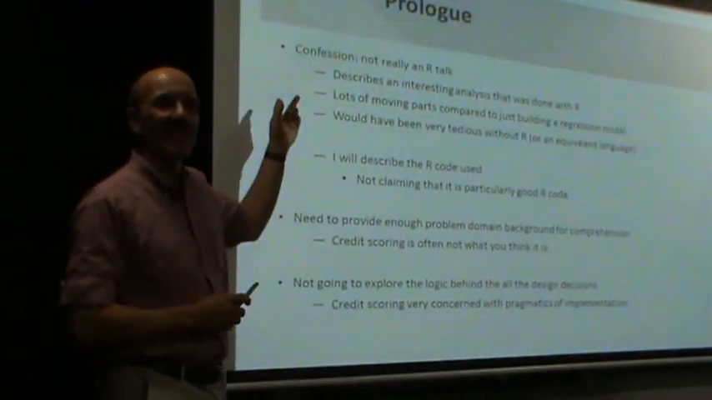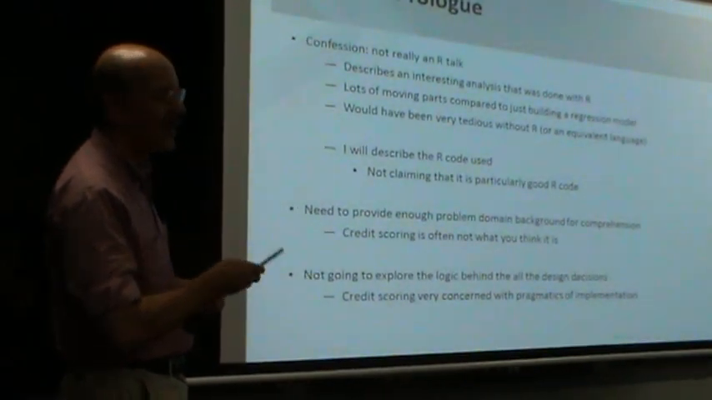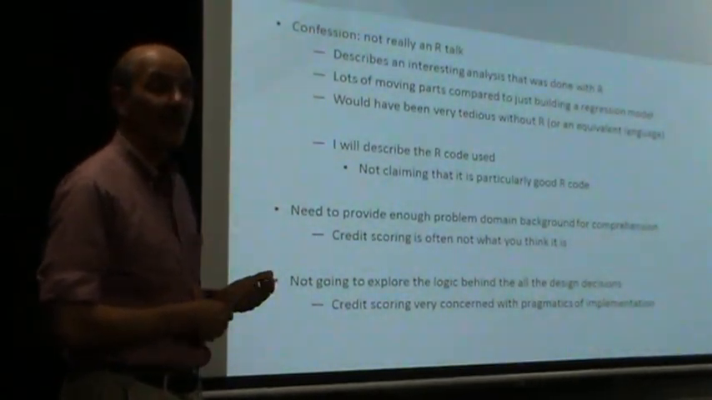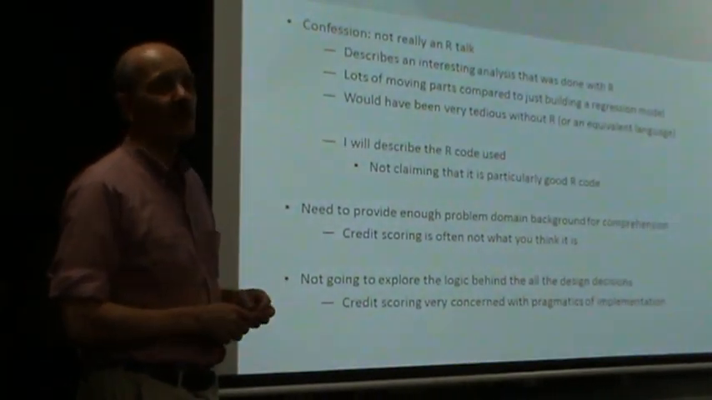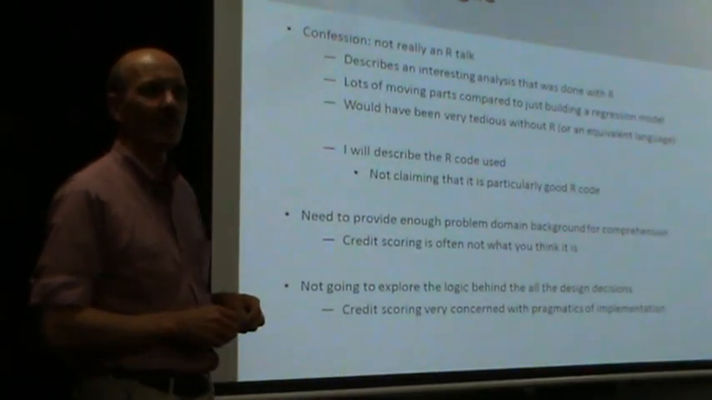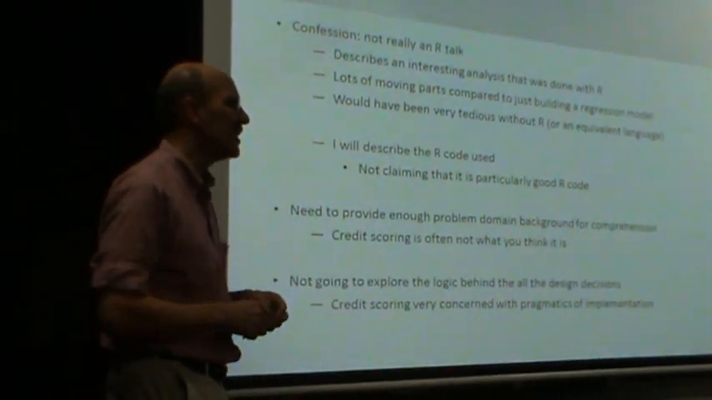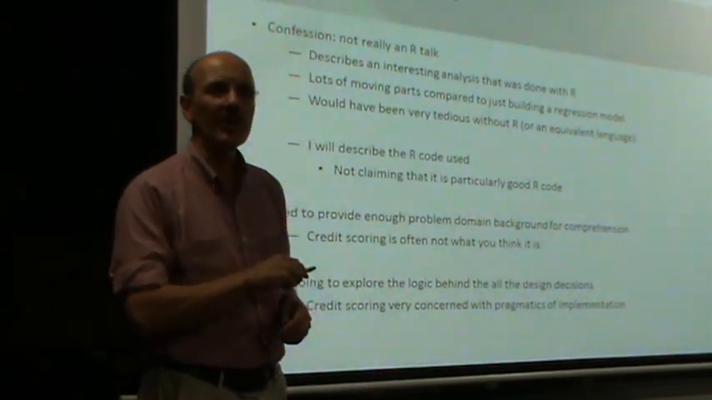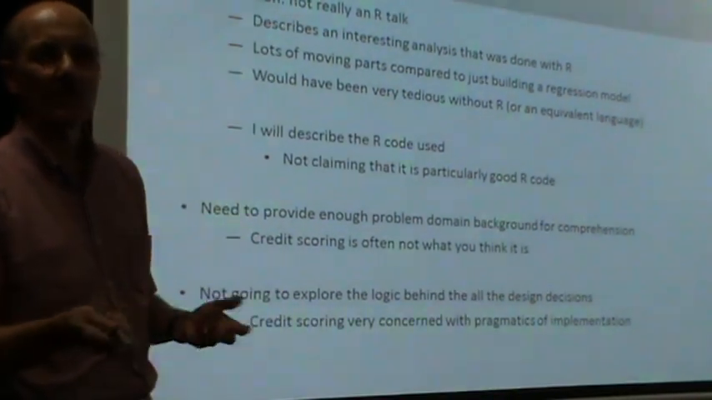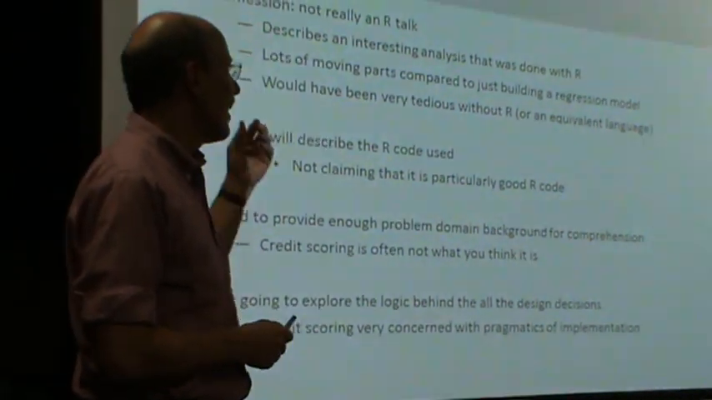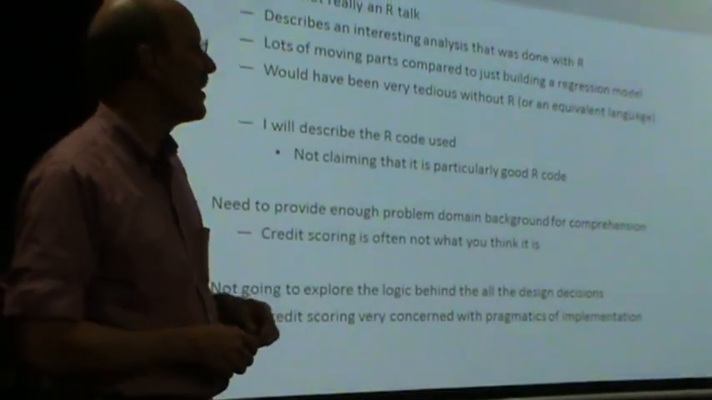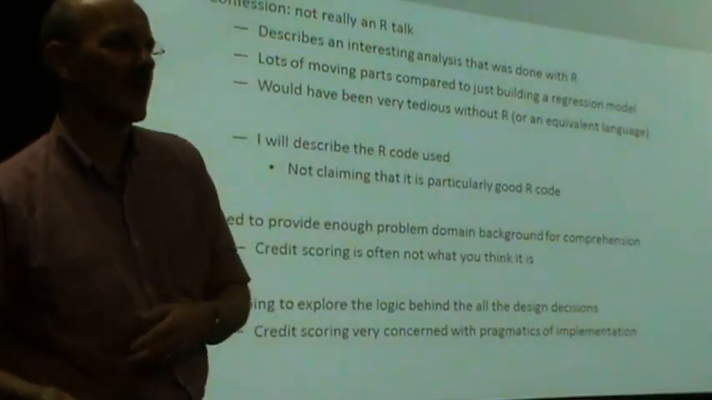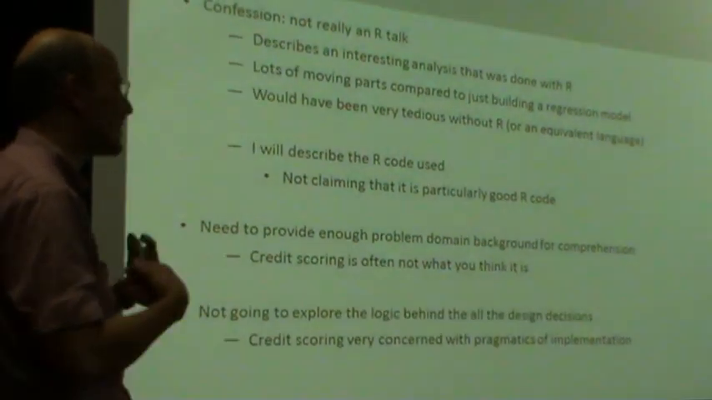Okay, so let's start off. This is not really an art talk. This is really more a credit scoring talk. But it does describe what I think at least is an interesting analysis that was done with R, and that compared to a lot of standard model building in credit scoring, this has a lot of moving parts compared to the standard sort of thing, which tends to be more or less, let's build a regression model. This has things with many more components. And the point is that doing this would have been very tedious without R, or at least some sort of an equivalent statistical language. So I do reference through this the various bits of R that I use to do the analysis, but I think the interesting point actually is how much you can do with so little R in this particular analysis, because that's what makes this feasible.